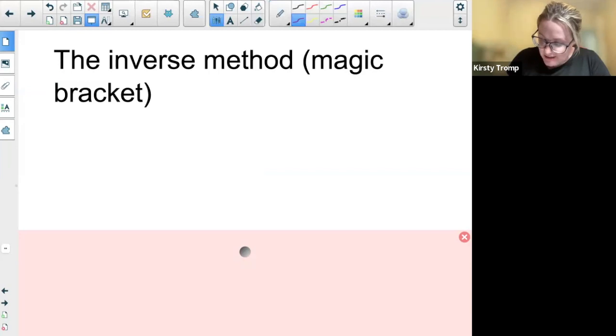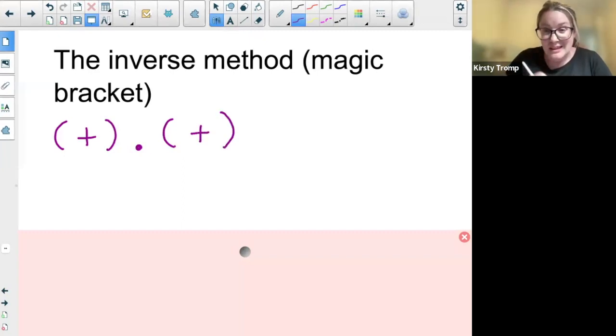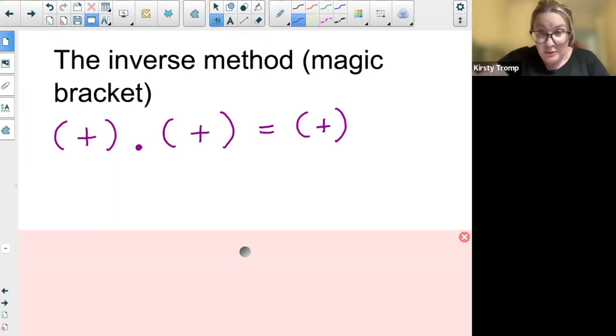It looks like this. If you have signs that are the same next to each other, so when you see a positive sign times by, that's what that dot means, a positive sign. When you have positive signs right next to each other, you're always going to be left with a positive. Positive, positive, you're left with a positive.